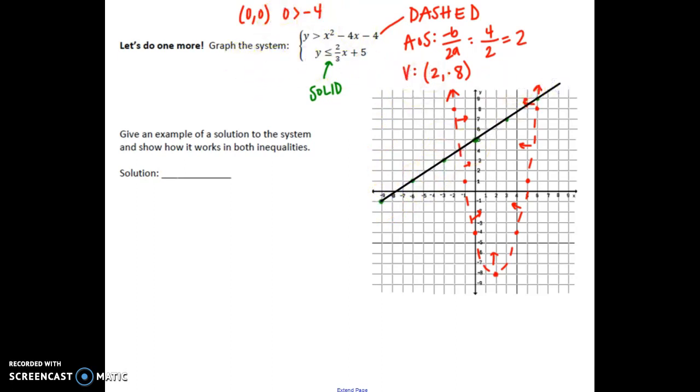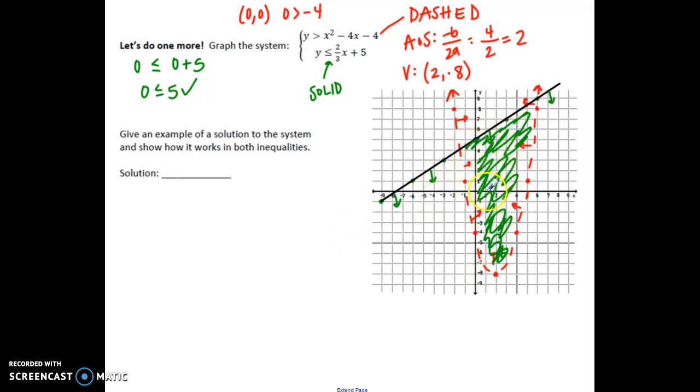So now we want to test a point for this. Again, I'm going to test 0, 0. So 0 is less than or equal to 2/3 times 0, which is 0, plus 5. So is 0 less than or equal to 5? Yes, it is. So in this case, I'm going to shade below this line towards 0, 0, which means our overlap is going to be inside the parabola and below the line. So it's basically all of these points in here.